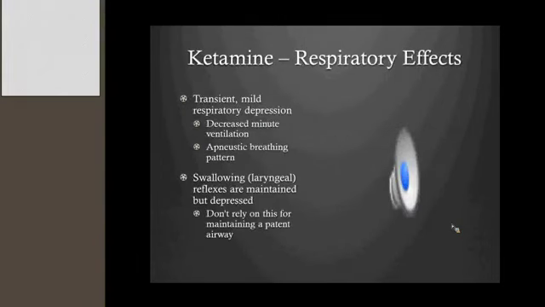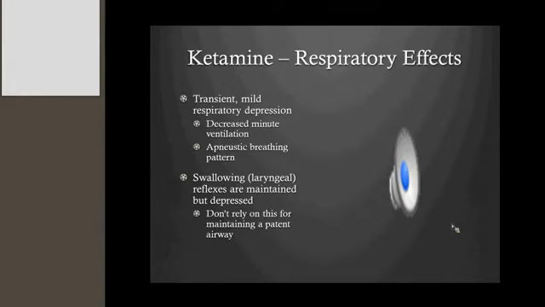Ketamine can cause some potent respiratory effects, but usually they're transient and usually mild. You get decreased minute ventilation and you get what's called an apneustic breathing pattern. So what does an apneustic breathing pattern mean? Anybody? They hold their breath. Absolutely. So usually you'll see a patient that breathes in maybe a couple of tiny little breaths, then takes in one big breath and usually holds it on inspiration.